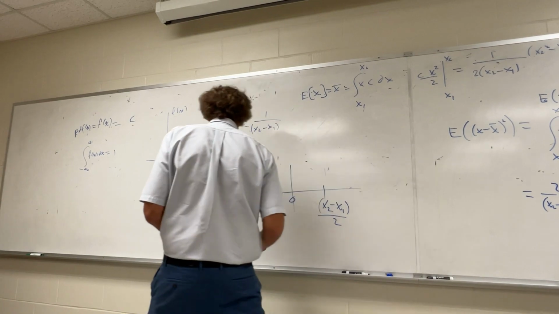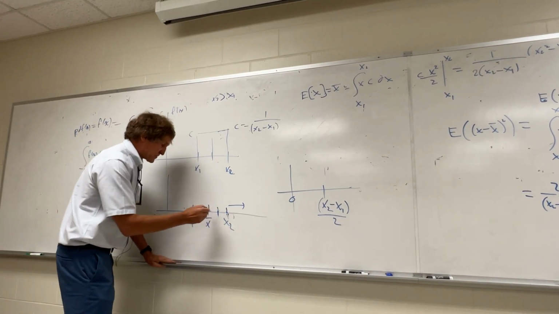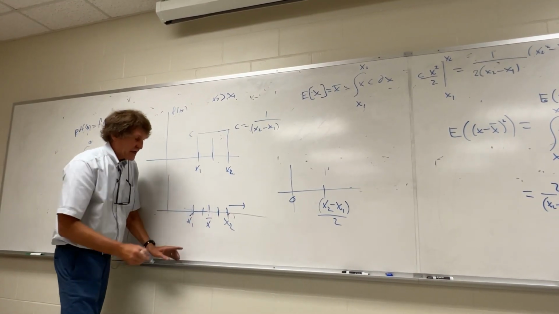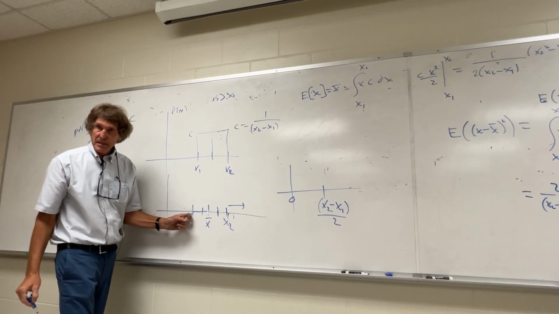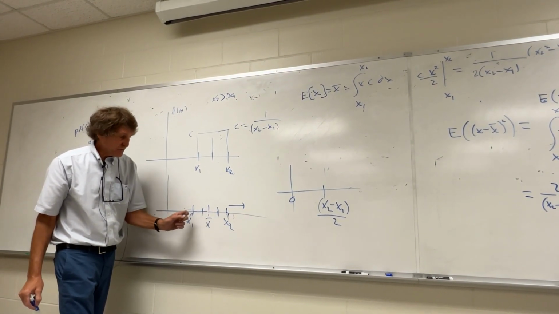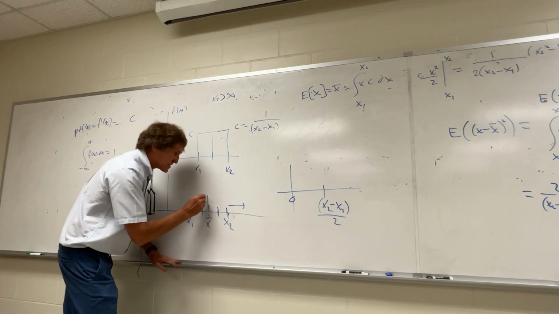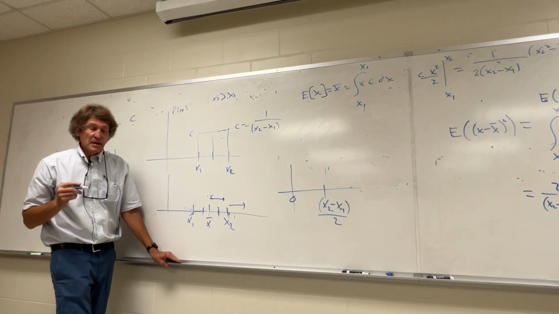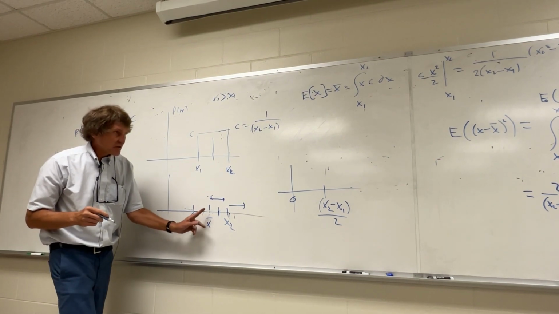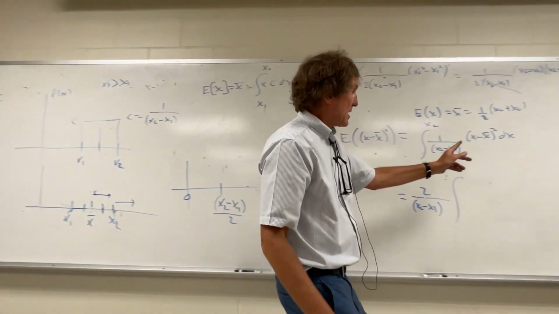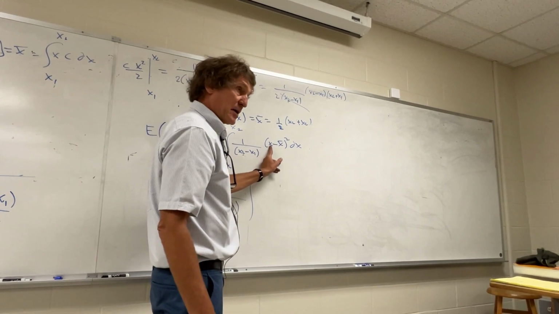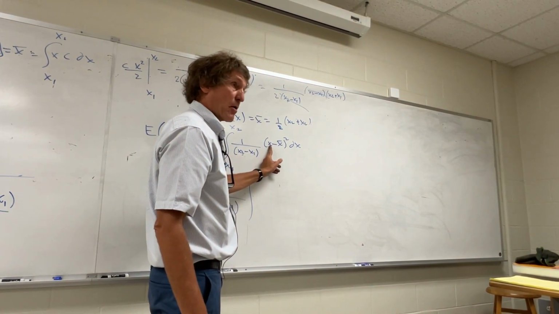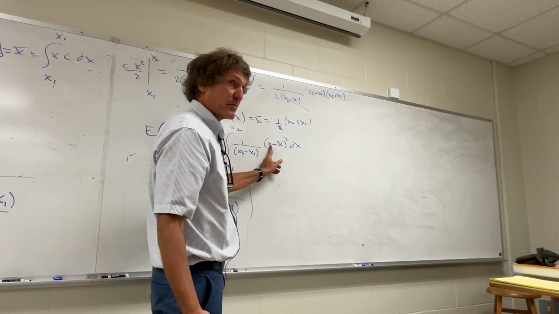I'll tell you what I'm doing. I know the distance from here to here is x2 minus x1, right? Half that distance would be x2 minus x1 over 2. That's the distance from here to here. Does everybody agree with that? Now my integration is going to start at 0 because I know x bar minus x would be 0 when you're at x bar, when x is x bar. You all agree with that?